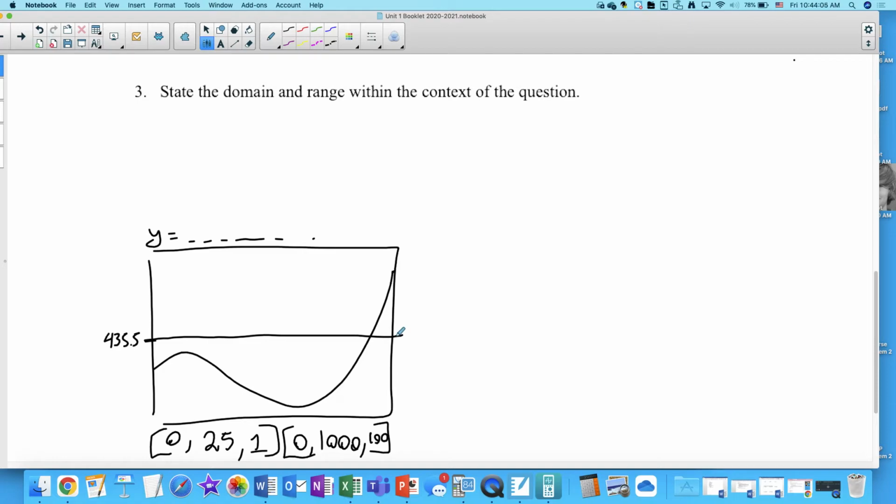So one of the equations, by the way, is 435.5. The other one is the original equation from the question. I'm being super lazy here. Technically, you should write that out. Okay, so I am going to do that below.